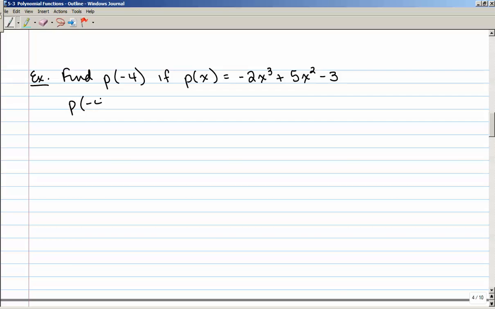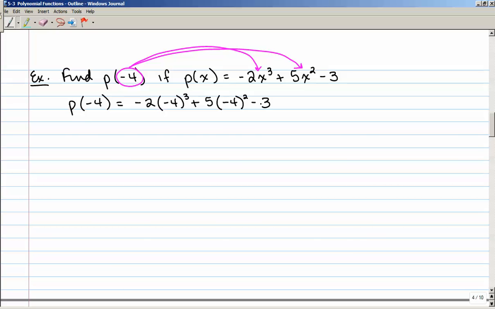what I do is I take this negative 4 and I just plug it into here for x in each case, and then evaluate and see what the number is. So that's going to give me negative 2 times negative 4 to the third power plus 5 times negative 4 squared minus 3. Now we just PEMDAS this.